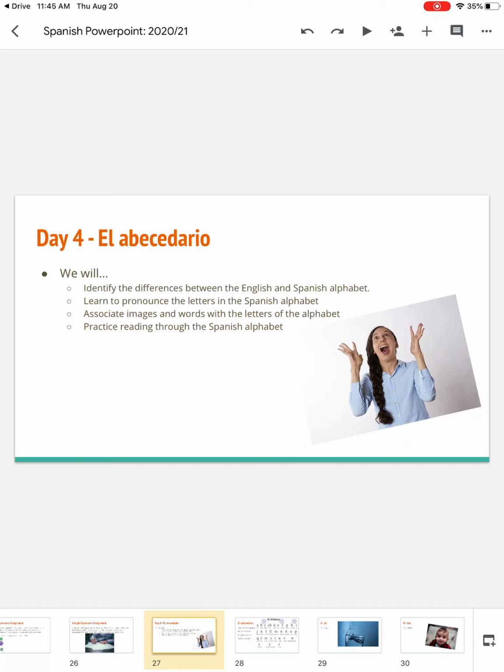this class. So our objectives for the day: we will identify the differences between English and Spanish alphabets. We're going to learn how to pronounce the letters in the Spanish alphabet. We're going to associate images and words with the letters of that alphabet. And we're just going to practice reading through the Spanish alphabet a little as a class.